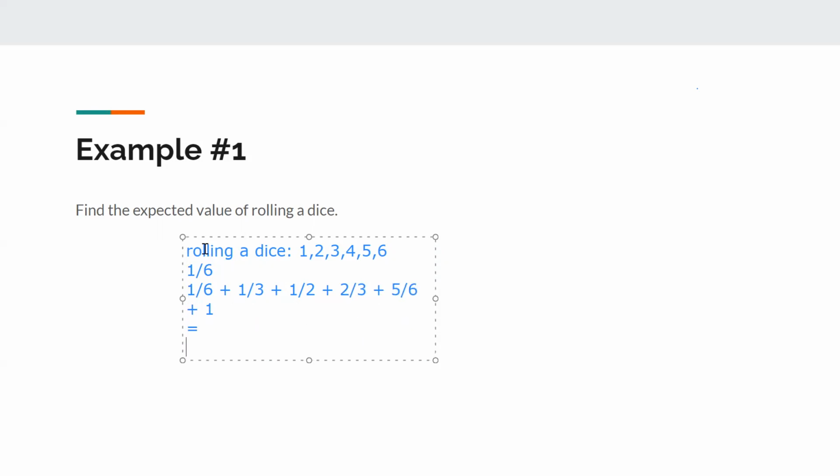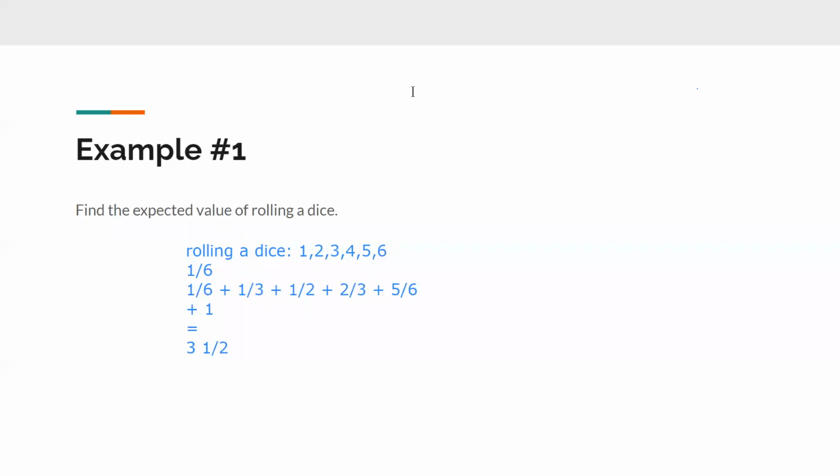There's really no need to add up all of these fractions because that would just be a waste of time. And in a MathCounts test, time is really important. So here's something I would do. I know that 1/6 plus 5/6 is 1, and I also know that 1/3 plus 2/3 is 1, and I know that there's a 1 at the very end. So 1 plus 1 plus 1 is 3, and I know that there's a 1/2 remaining. So I can easily find, without wasting any time, that the answer is 3 1/2. That is our expected value.